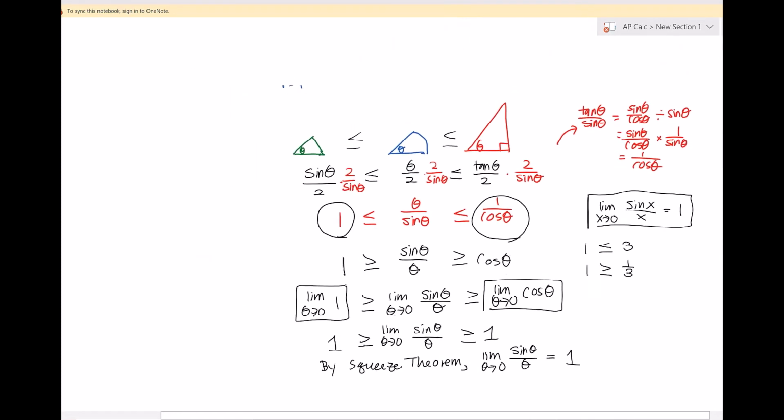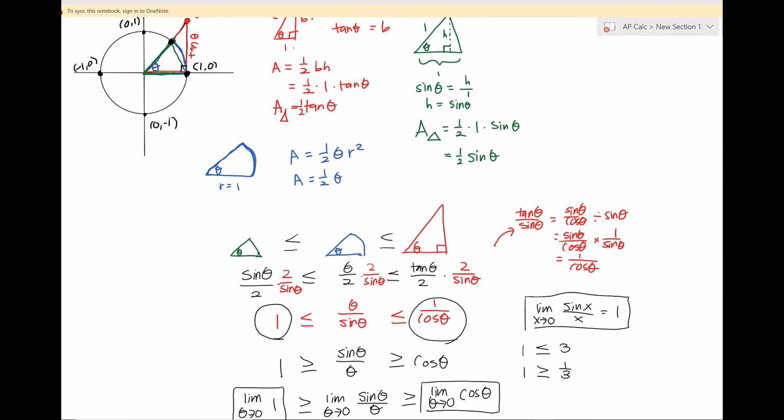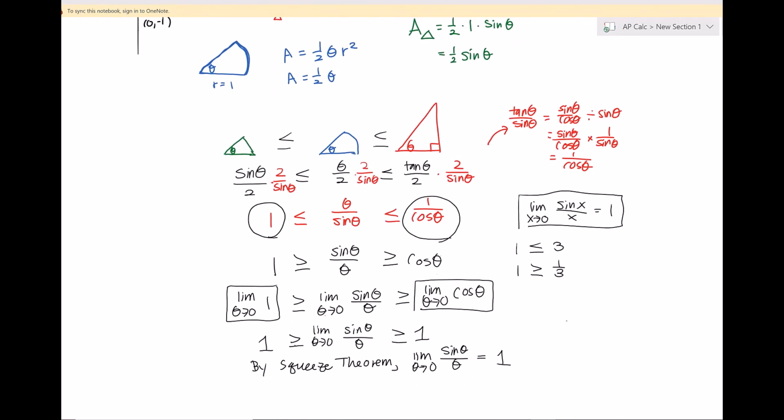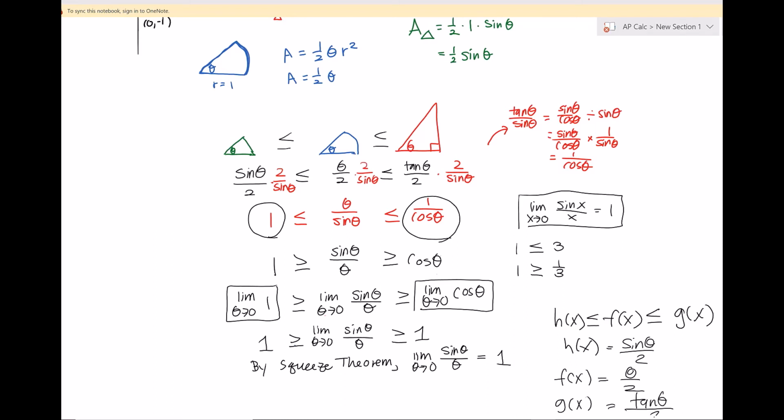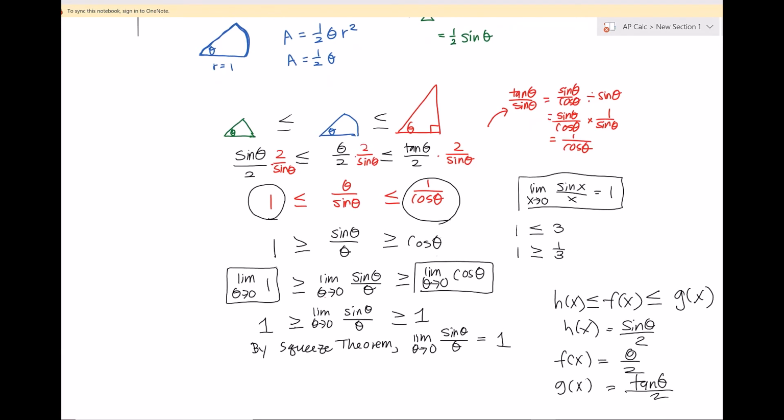Now I do want to keep in mind that something that I did a little bit indirectly, I did make it really clear that I had 3 separate functions, right? So let me write that really quick. h of x is less than or equal to f of x, which is less than or equal to g of x. So in our case, h of x was the smallest area. f of x was our middle. And our tallest was like that. All right, now good luck.